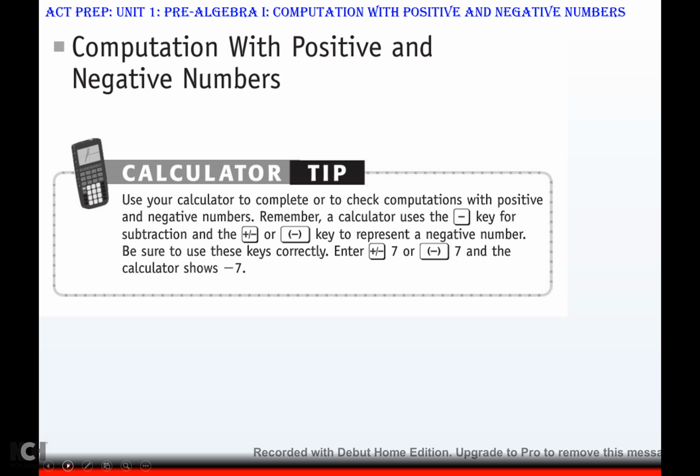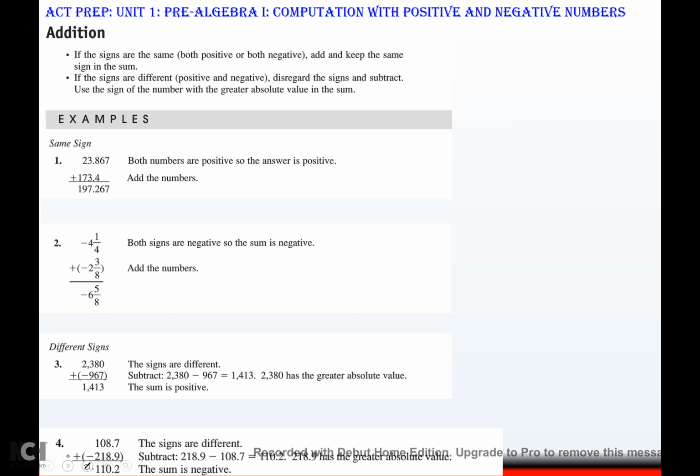All right, use your calculator. For TI-84, you're going to use this negative key. On some keys, if it's a more basic calculator, you've got that plus or minus. But again, I'm teaching this with a TI-84, which I strongly recommend you have for ACT.